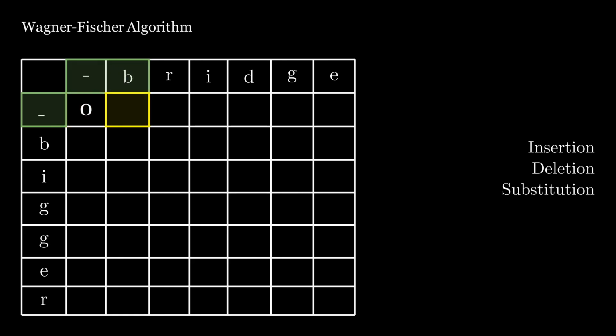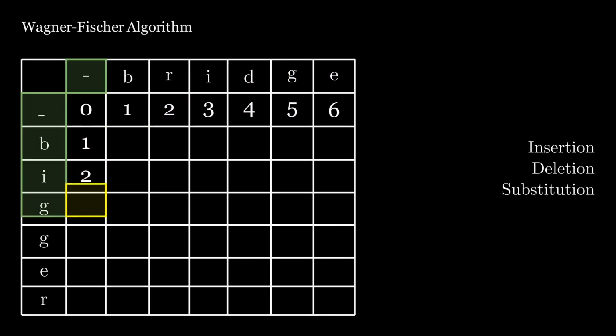How many operations does it take to transform an empty string into the string B? Well, it would take 1 insertion. How many operations does it take to transform an empty string into the string BR? It would take 2 insertions. We can then easily fill in the rest of this row and the first column using this rule. This step is what's known as the initialization step. Let's fill out the rest of the table now.